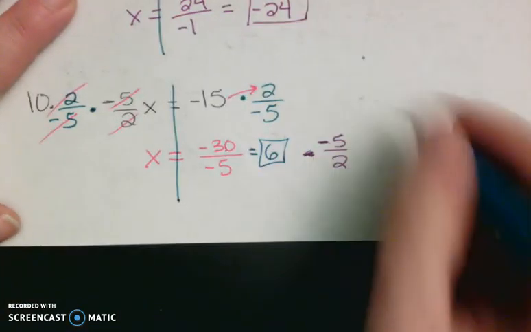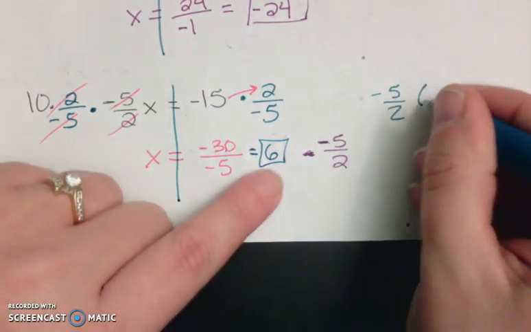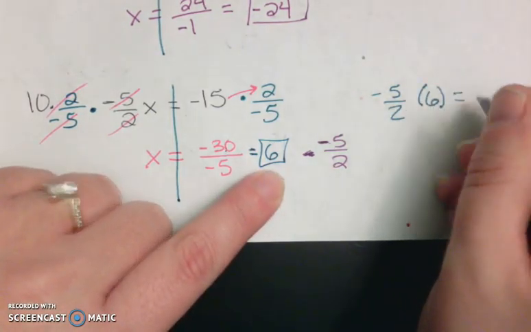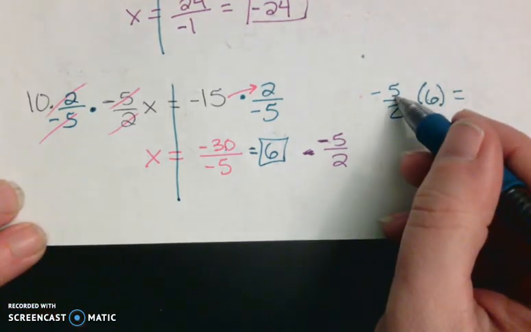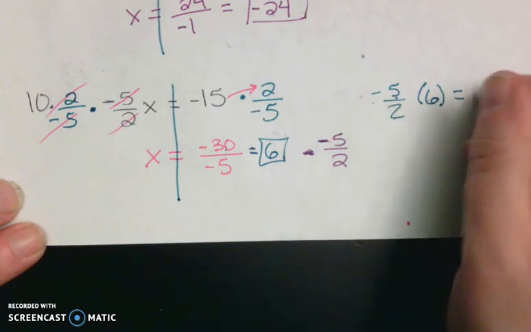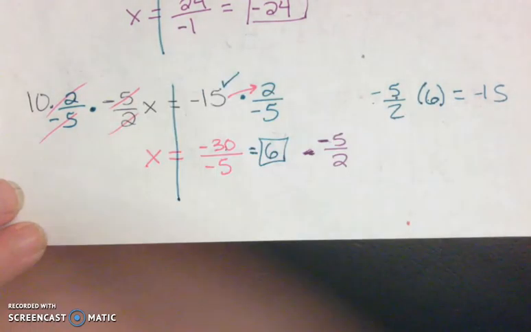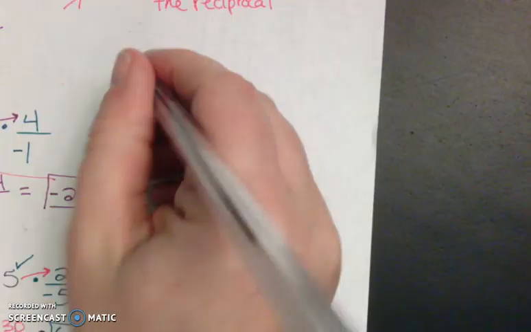Watch this, I'll check this one. So here's our equation. Times x, which is 6 is what we got. So I'm taking 6 times 5 is 30. 30 divided by 2 is 15. And a negative times a positive is -15. -15. So it takes a little bit more effort to check the fraction ones, but they will work if you do it correctly. Okay, let's do one more.